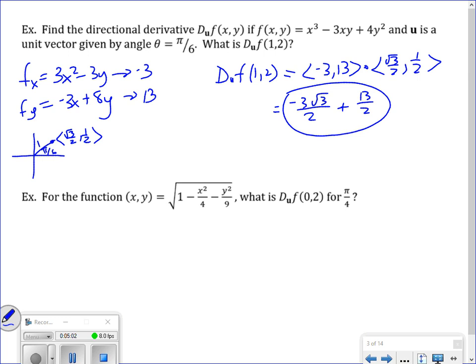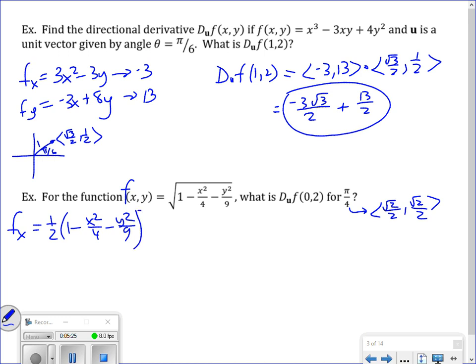All right, so we're going to do the directional derivative for this function here. It says π/4, so we will be using √2/2 and √2/2 for our unit vector. And so the trouble here is I have to do the derivative. I forgot my f right here. So fx, I'm going to treat that square root as a 1/2 power. So 1/2 times (1 minus x²/4 minus y²/9) to the negative 1/2, and then times the derivative with respect to x inside. So it'd be -2x/4, so I'll just say -1/2 x, or x/2. And the same thing for y. Looks pretty similar.